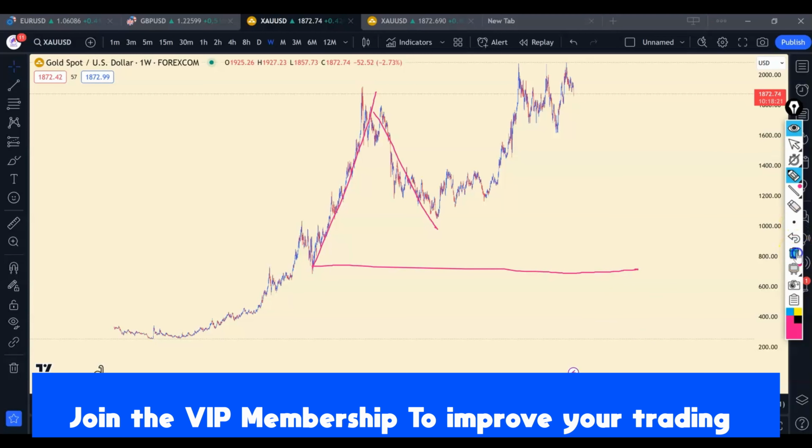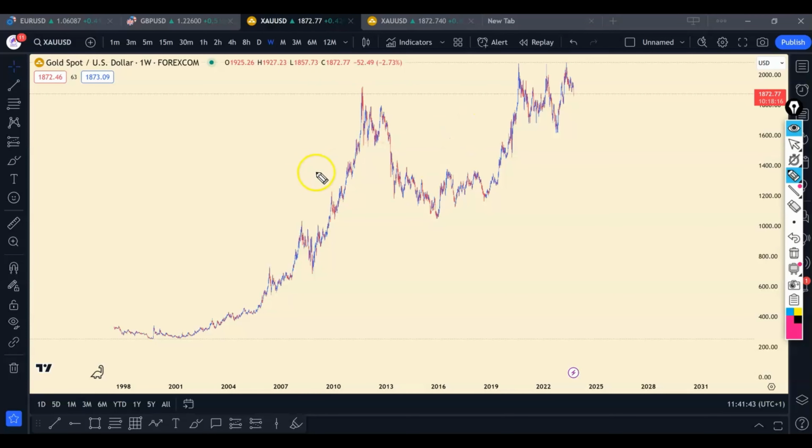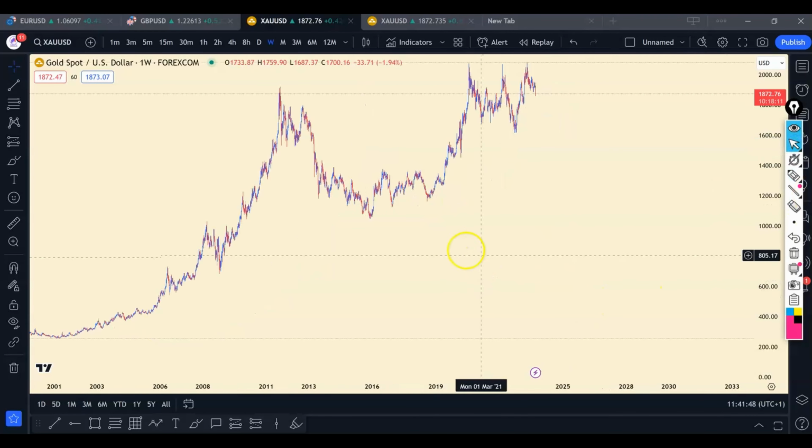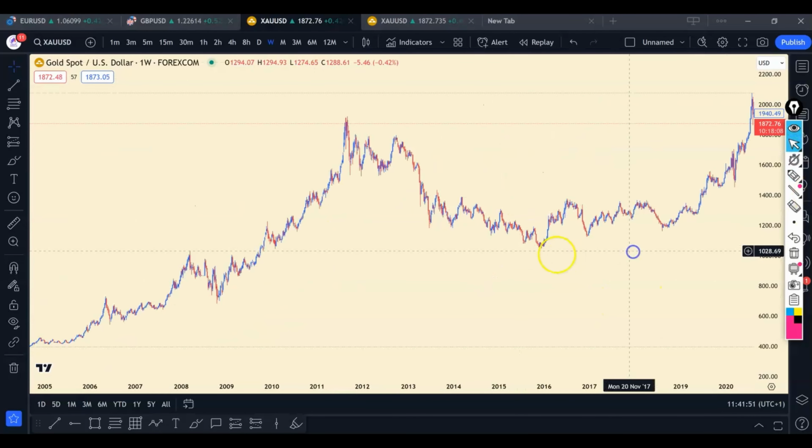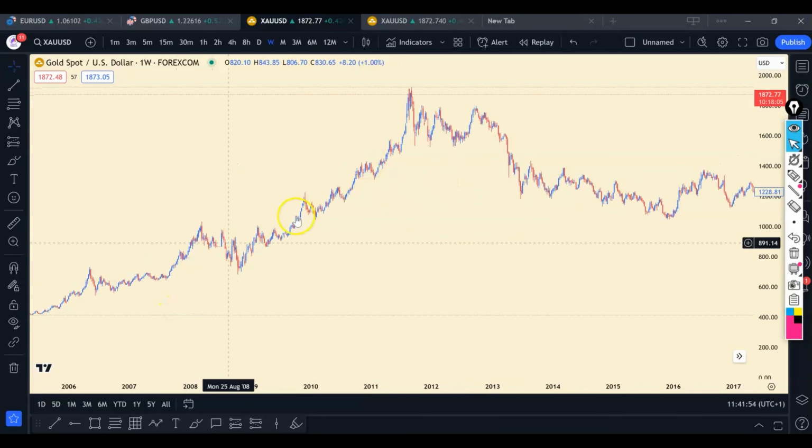Okay, notwithstanding, in this case here, if you are to follow the rules I'm giving to you, it's still very important. Let's make it bigger. Now let's assume that these are structural legs. So the low that was created here, take note of that rule. This low that created this high that was taken needs to be taken to create a shift in market structure.